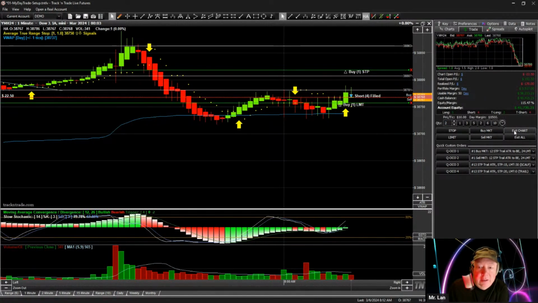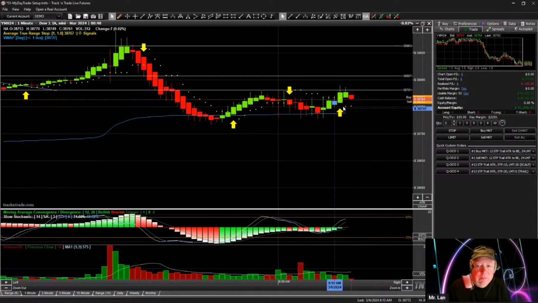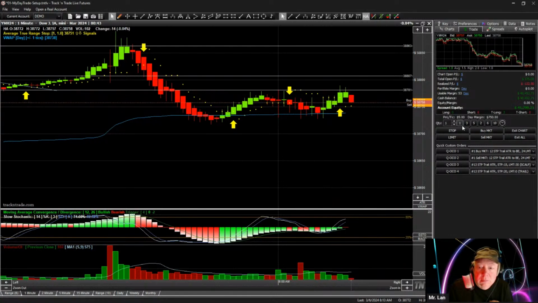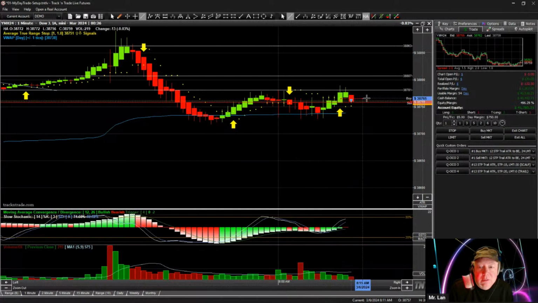Take the reprieve, Lan. Take the reprieve. That's not what I meant to do. I meant to be short one from there. We'll try it again. I accidentally hit the wrong button. Supposed to be short from one up there at that green line right there. It's not too bad, but not where I want to be.